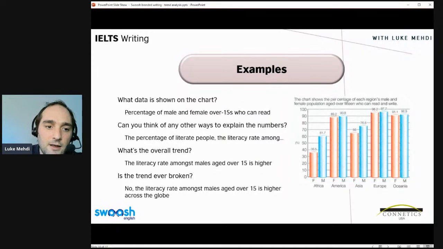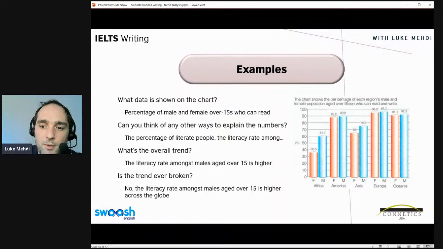Yes, ECF. Is the trend ever broken? No. The trend here is not broken. The literacy rate amongst males aged over 15 is higher across the globe or around the world. So it's never broken.